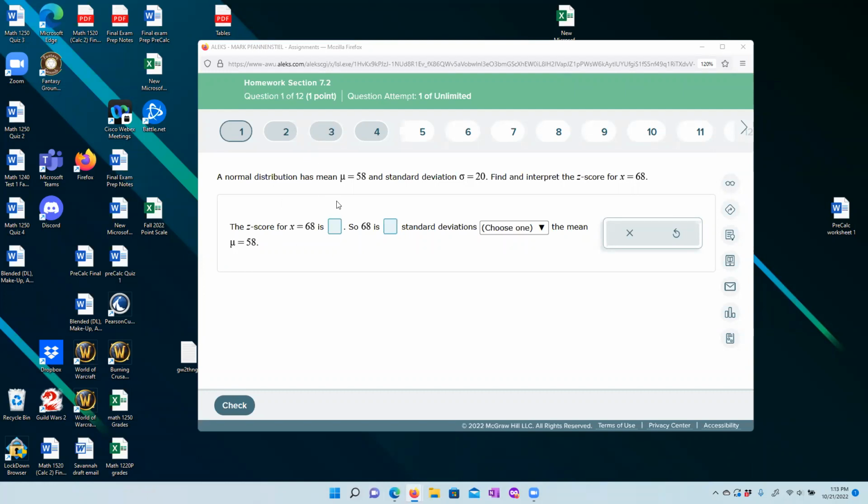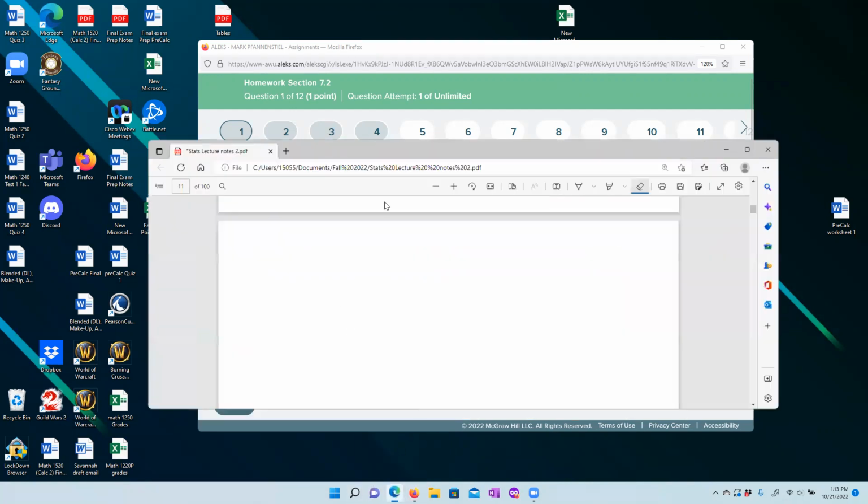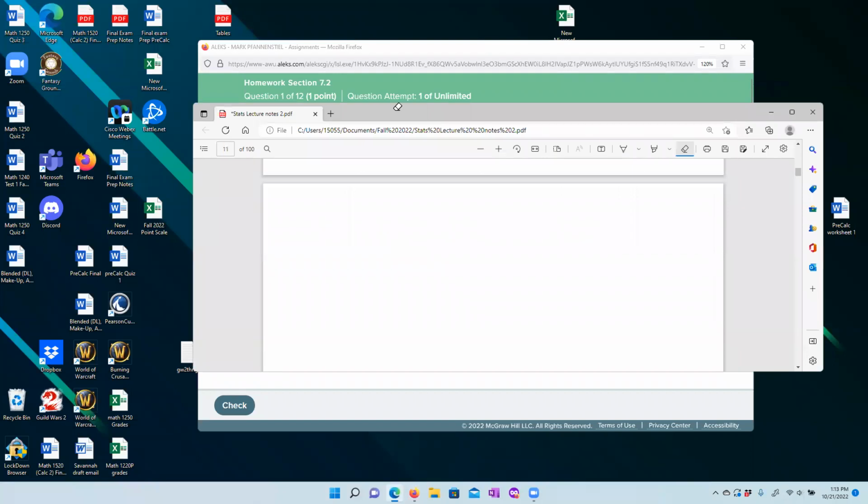So we're going to talk about the non-standard normal distribution. This is section 7.2. Z-scores used to be a really important part of this class before we had the fancy calculators. The formula for z-score is z equals x minus mu divided by the standard deviation. What this is going to do is turn all of our non-standard normal distributions into standard normal distributions.